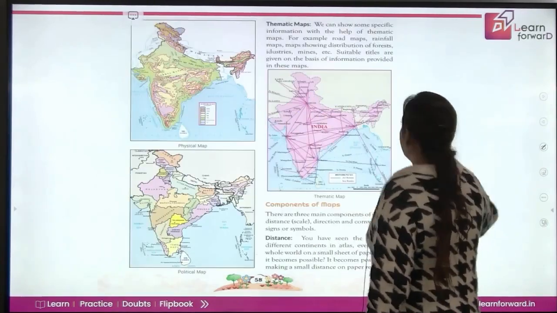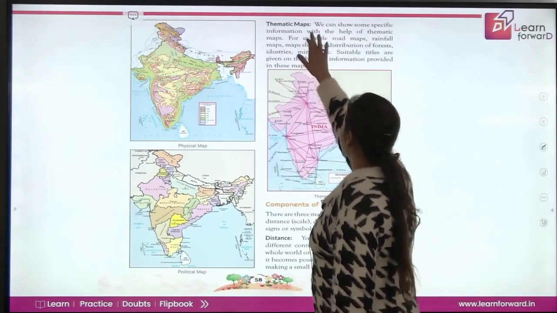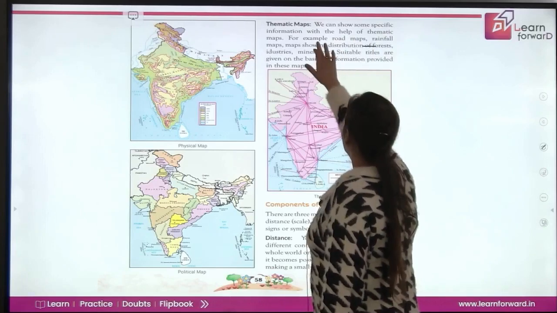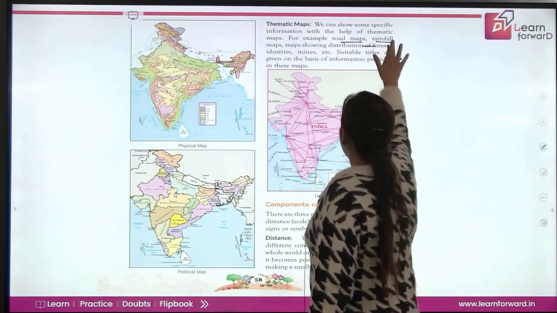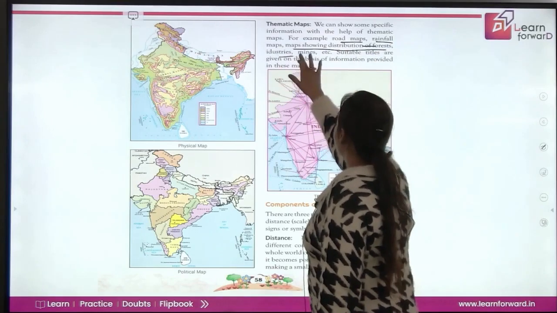But if we talk of the thematic map, ठीक है, thematic map में क्या दिखाते हैं? We can show some specific information with the help of thematic map. For example, road maps, rainfall maps, maps showing distribution of forests, industries, mines, etc.